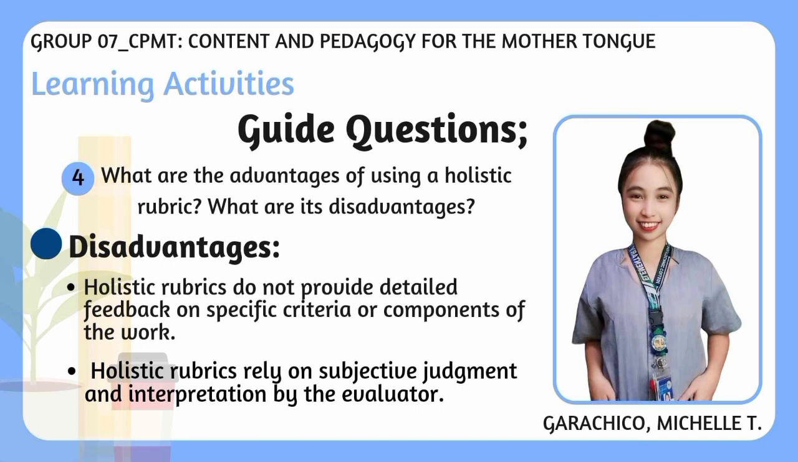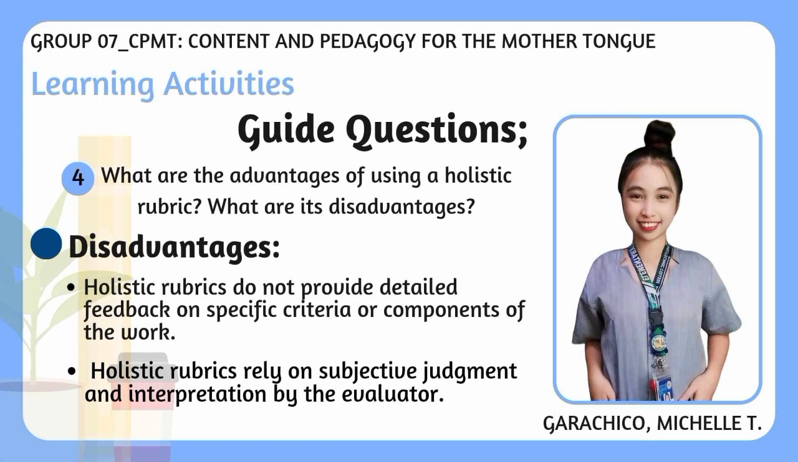Disadvantages: holistic rubrics do not provide detailed feedback on specific criteria or components of the work. This can make it challenging for students to understand their strengths and weaknesses in different areas. 2. Holistic rubrics rely on subjective judgment and interpretation by the evaluator.